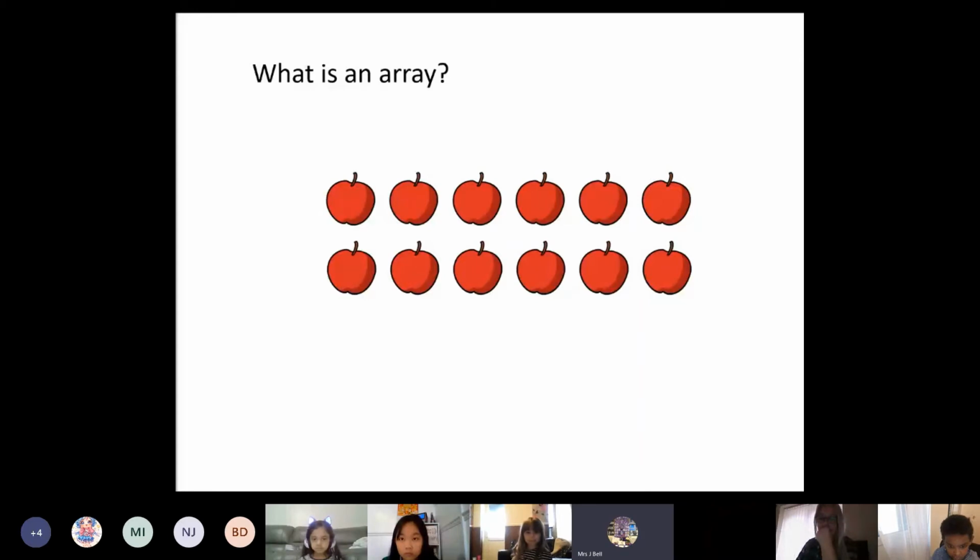So an array is a set of objects which have been arranged into rows and columns. The columns are like this, going from top to bottom, and the rows go from left to right, across. They're arranged in a way that makes them equal in each row and in each column. So it can't be an array if the numbers are not equal in each row and each column.